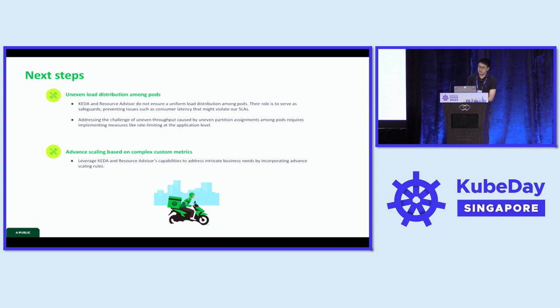Secondly, advanced scaling based on complex custom metrics. Instead of just depending on the metrics we are using now, which are CPU usage, memory usage, or consumer latency, we would like to explore more advanced scaling rules to make the most of what KEDA and the Resource Advisor, which is a CRD, can do, so that we can tackle complex business requirements more effectively.